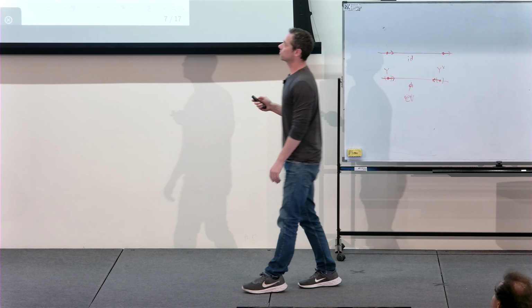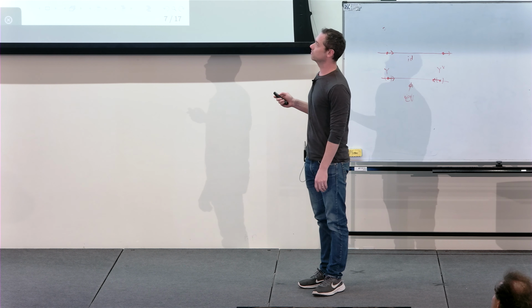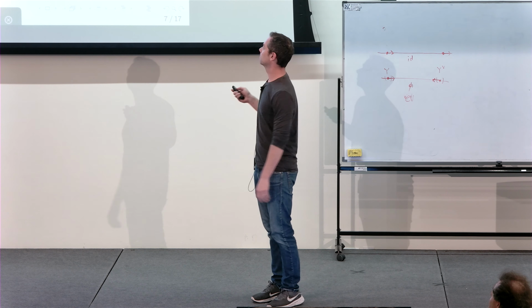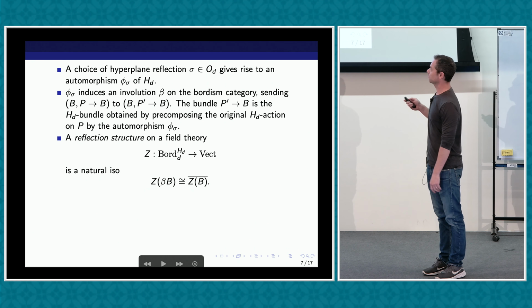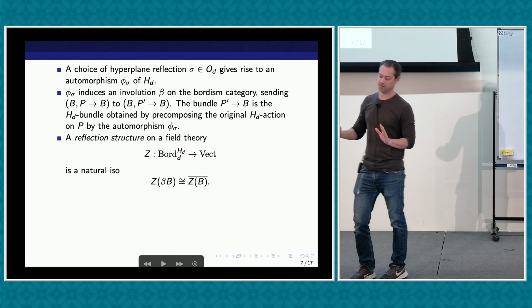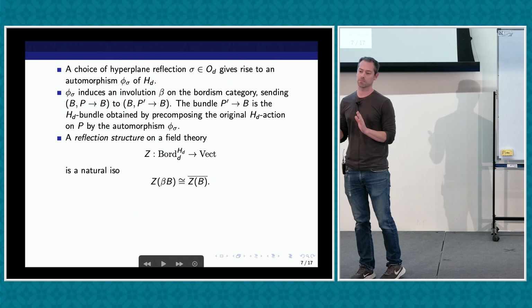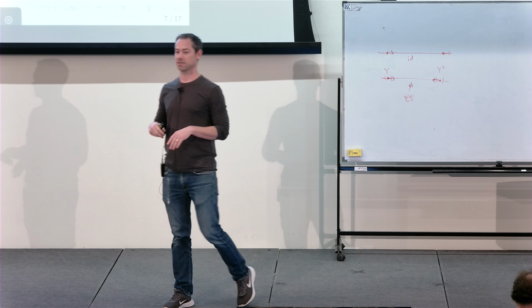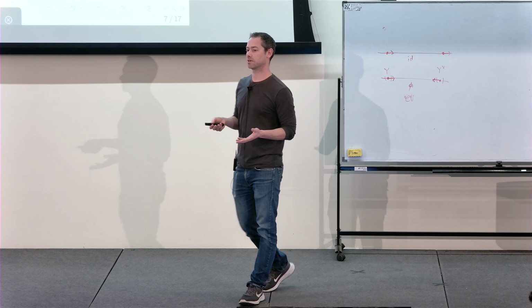But you can think of it two ways. Either you can act on the principal bundle itself by this involution or by this automorphism, or you can pass from the bordism to its dual and pull back the principal bundle, and the two are related. They're isomorphic.